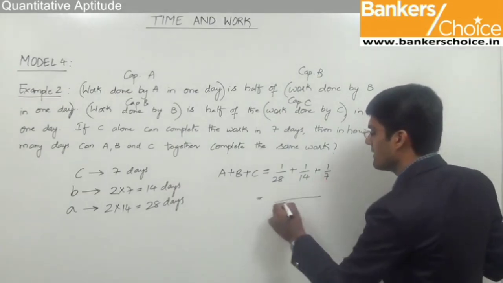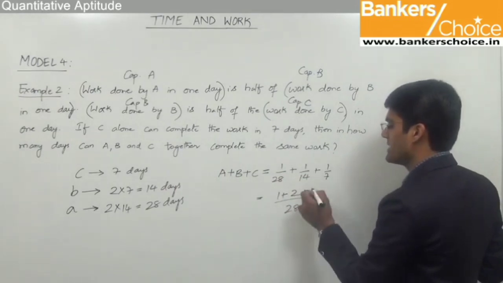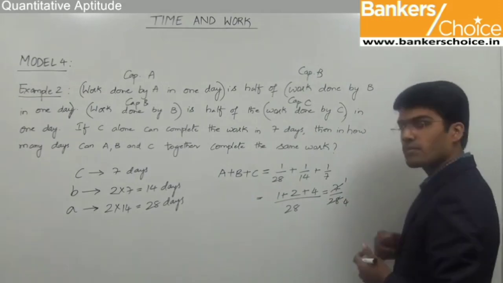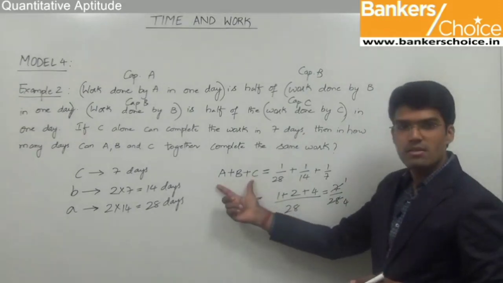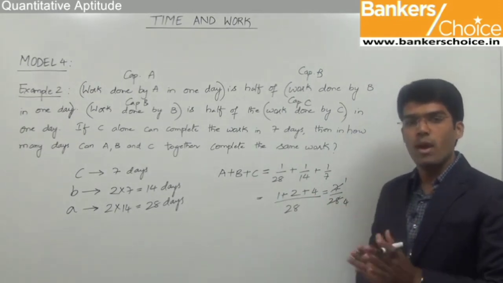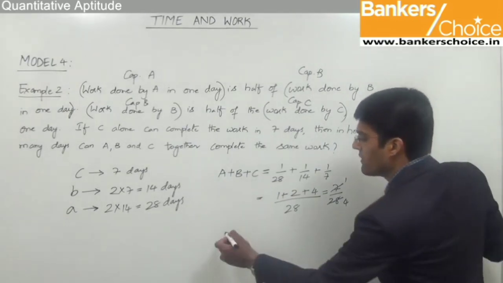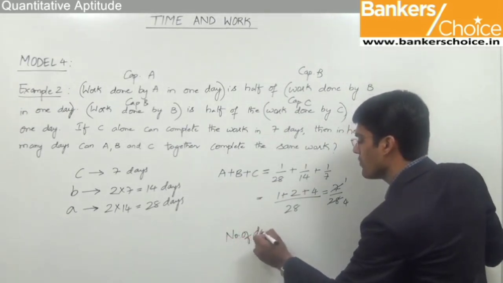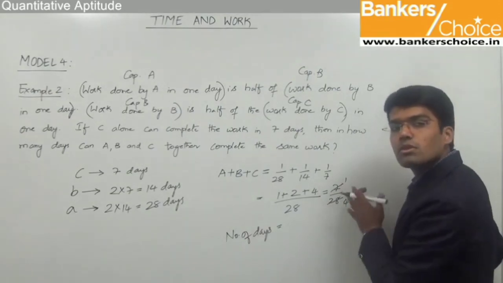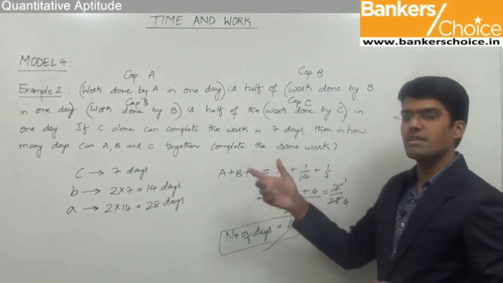So by simplifying this, we get 28 as the LCM. So 28 goes 1 time, 14 is 2 times and 7 is 4 times, which is equal to 7 by 28 or 1 by 4. So very clearly the total capacity of all the 3 persons A, B and C working together is 1 by 4. That means in 1 day these 3 persons together can finish 1/4 of the work. So total number of days required should be equal to 4, as number of days is always the inverse of the total capacity or the total work done in 1 day. So number of days will be 4. So the answer for this question is 4 days.